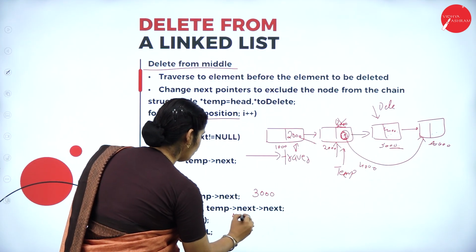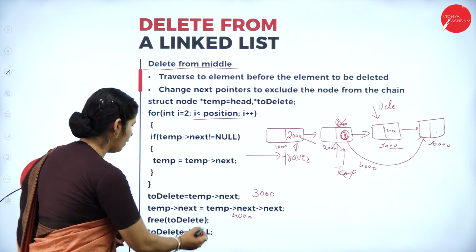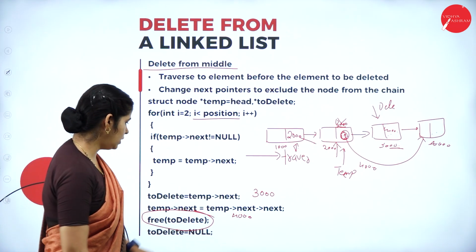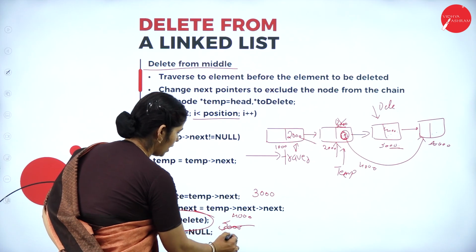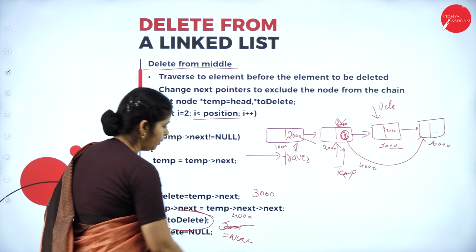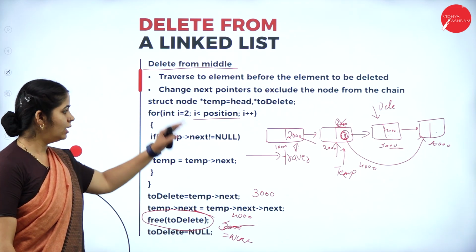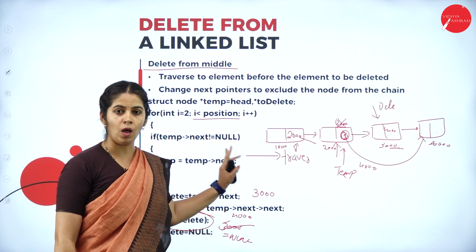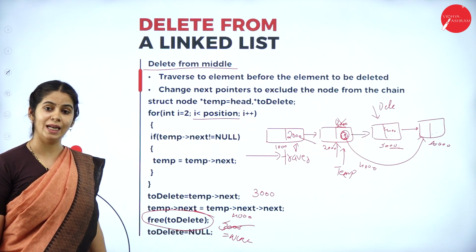That is 4000. Okay. And after that, I have to free the variable to delete. That is, 3000 will be freed, and assign the value null. That particular memory location will be freed and assigned the value null. This is to delete the element at the middle or at the specified position. So this is what the delete operation is about.